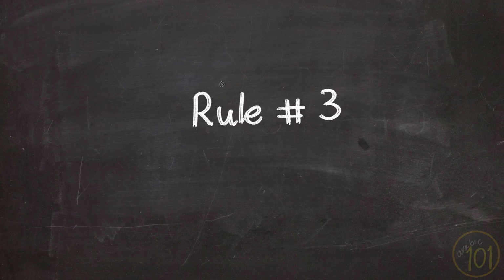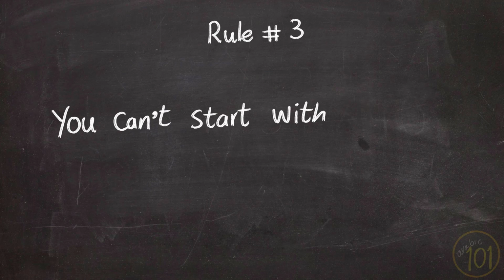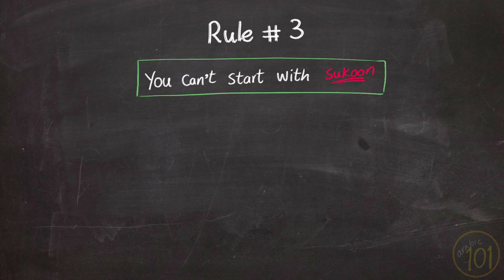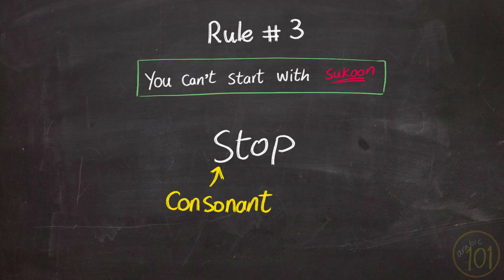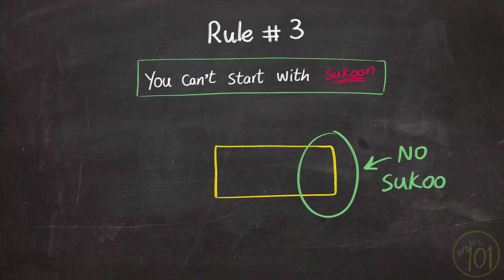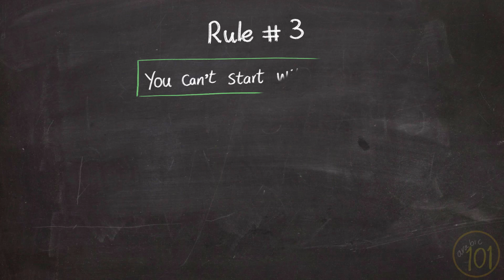Rule number 3. Words can't start with a consonant sound. In English, we can say words like stop, which starts with the consonant S, and this is the case for many other languages. But in Arabic, that is not possible. So, the first symbol to rule out at the beginning of the word is the sukoon, because it is impossible to find at the beginning of the word.